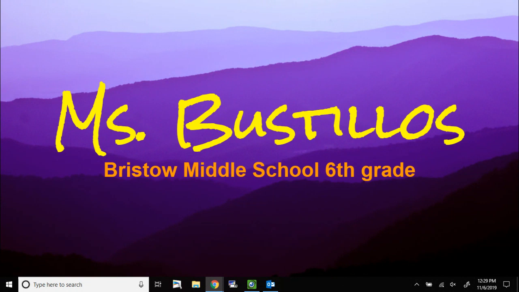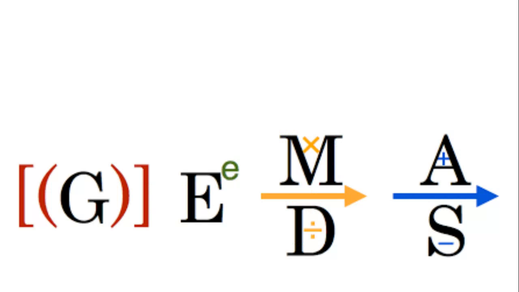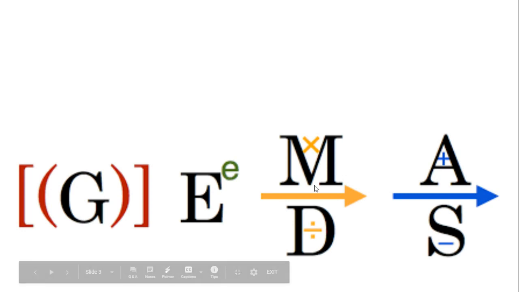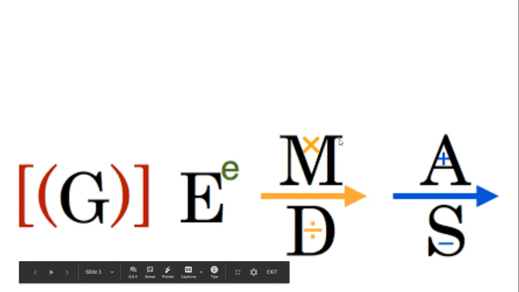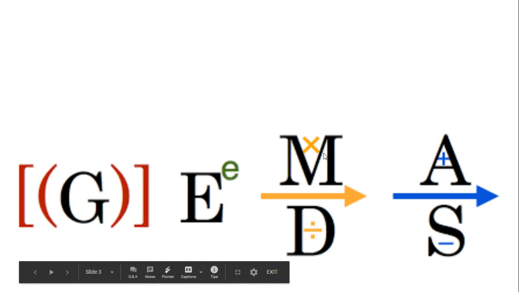Today we will be using the order of operations to evaluate expressions. So just a reminder, one of the strategies that we use on this is GEMDAS. This is a little bit confusing because students confuse multiplication or division, addition, subtraction, because they think multiplication has to come first, but it doesn't. It can be either one.